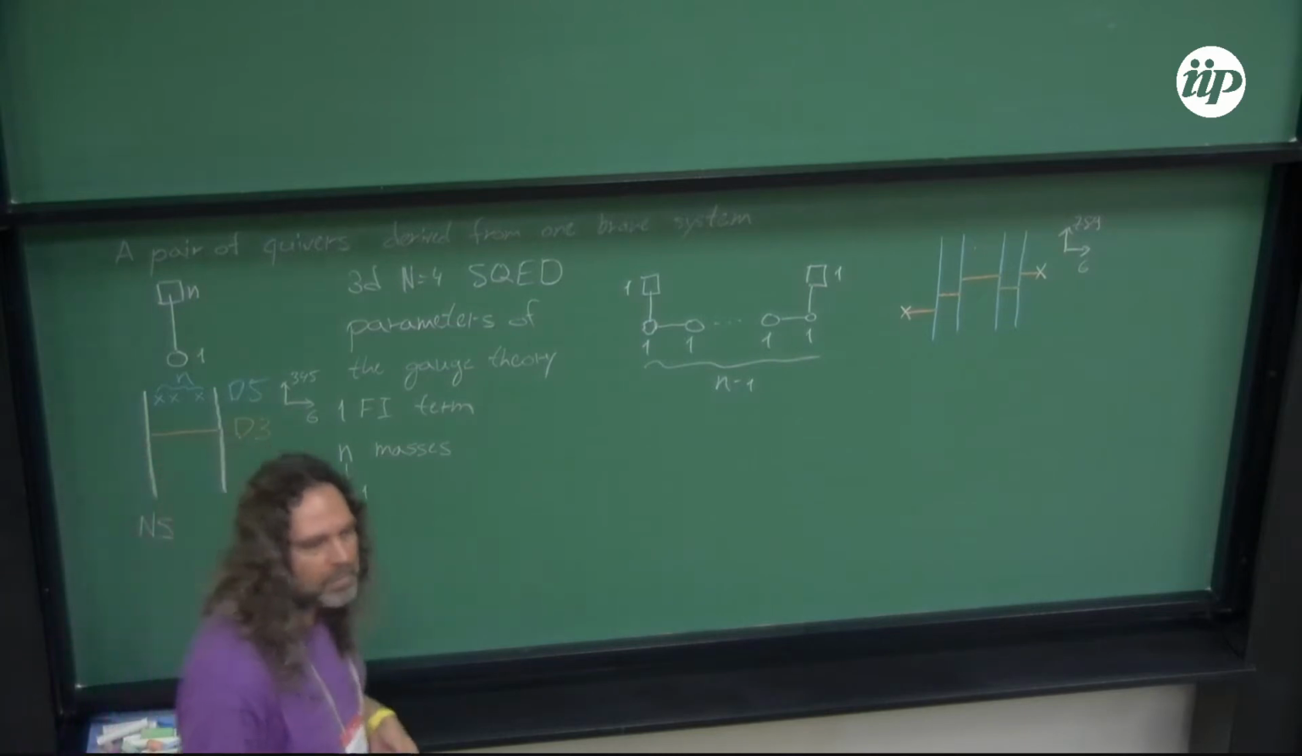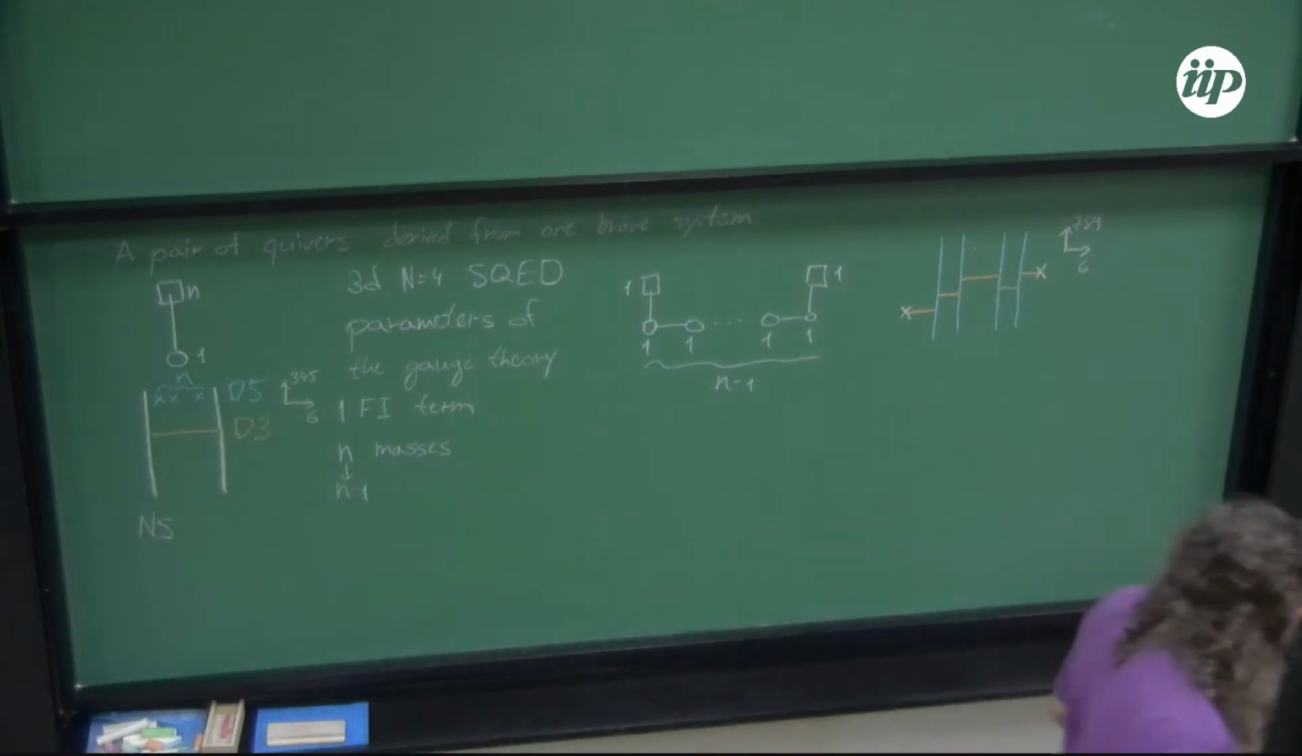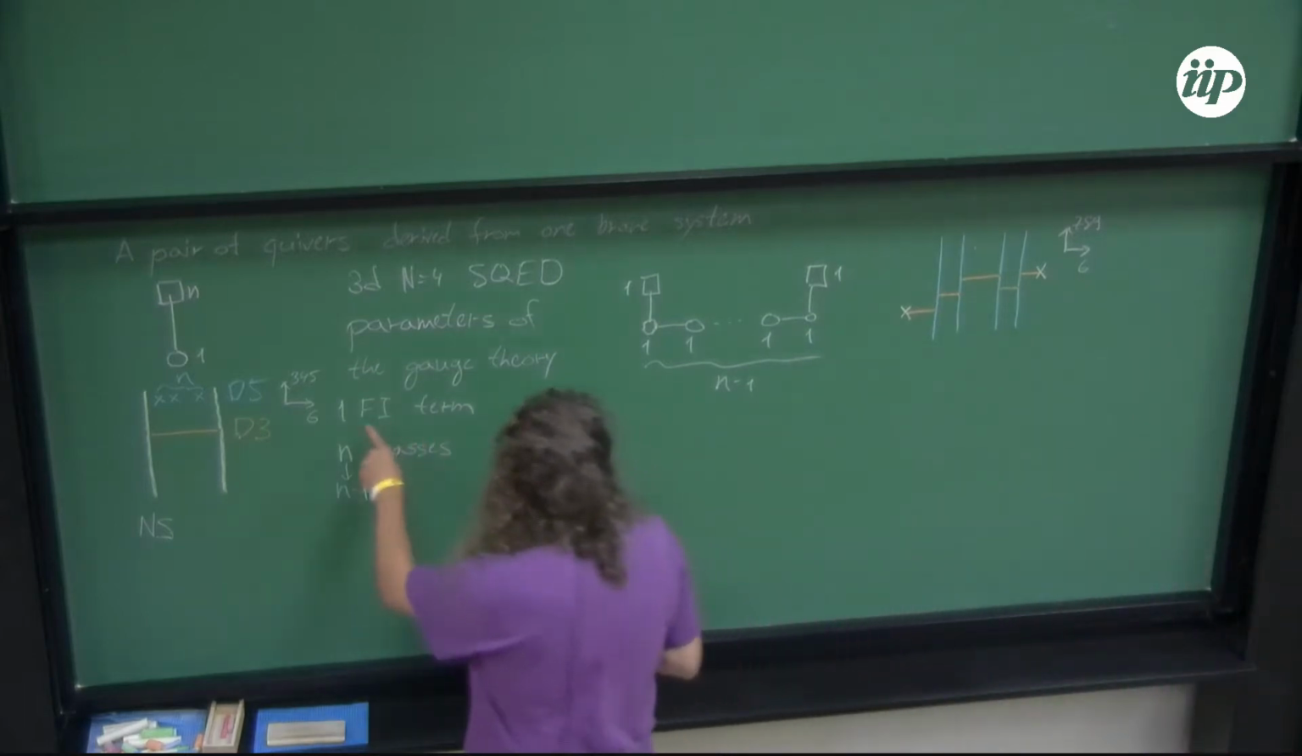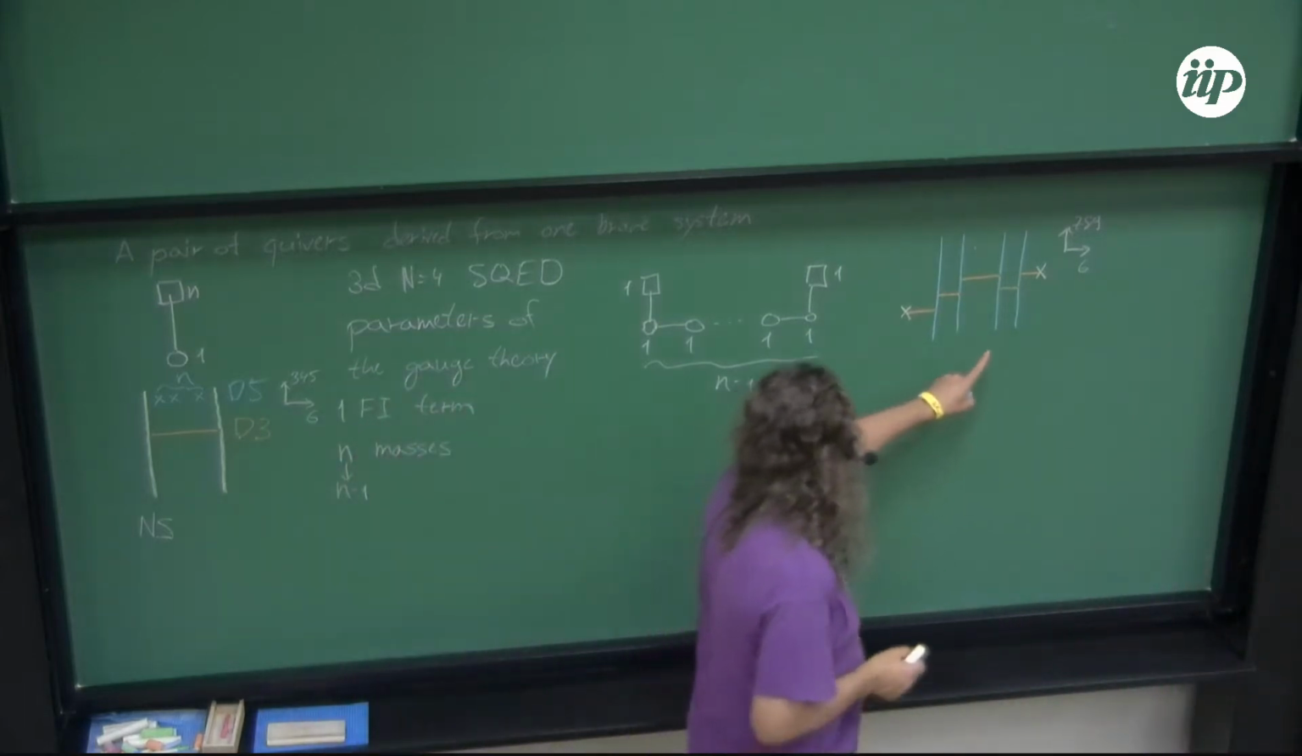Is this point clear? Okay. So because I have the freedom to choose the origin of coordinates, and because I measure distances, I have one less mass parameter. How do I see the Fayet-Iliopoulos term? I go to this picture.